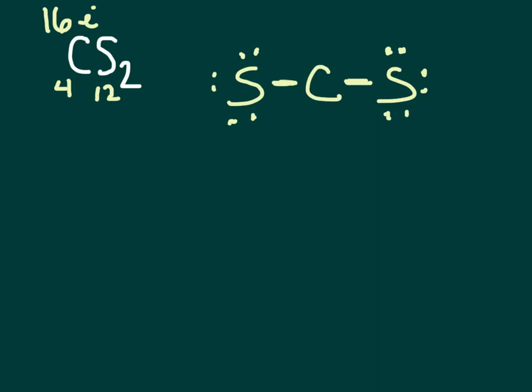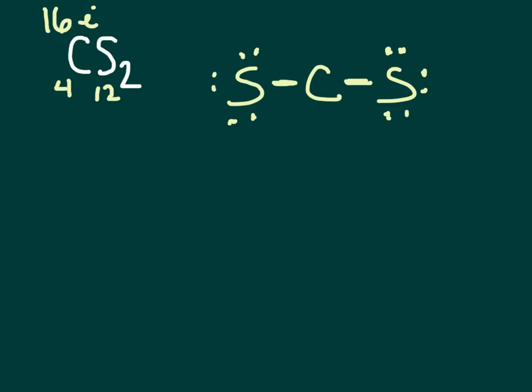Now, the biggest problem is students stop right here because they don't go back and count all the octets. This carbon right here in the center only has around it 2, 4. It needs 8 total. You cannot just put dots on these because we're out of electrons. So what we have to do is go to step number 6, which says that if all the octets are not full and you're out of electrons, then you need to share electrons. I'm going to show you how we do that right now.